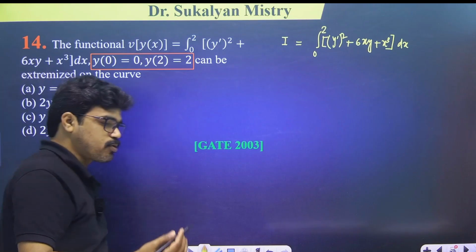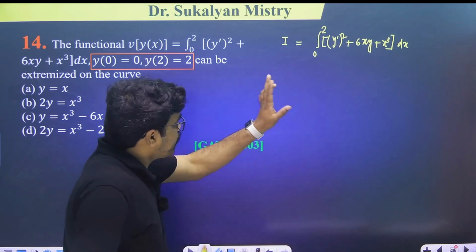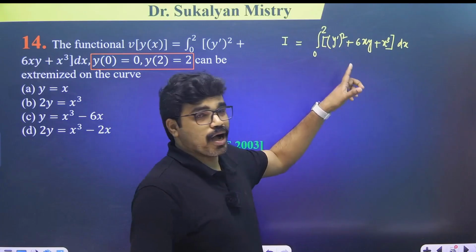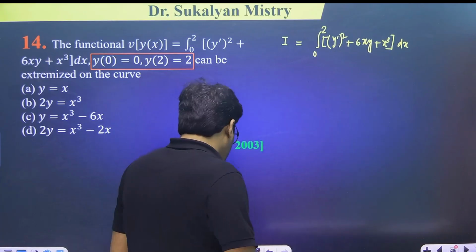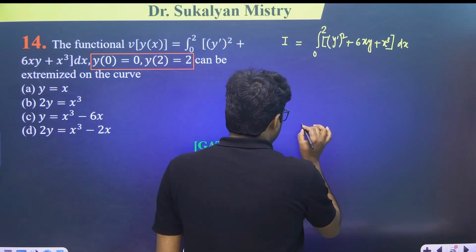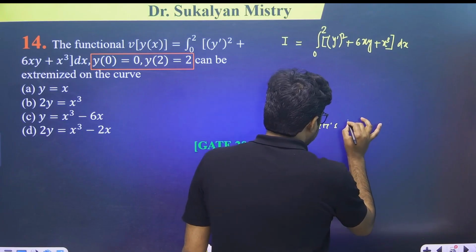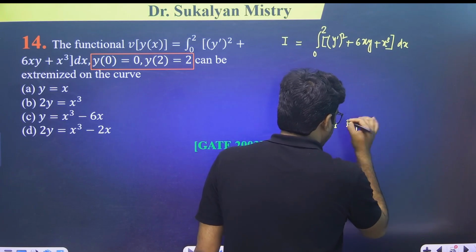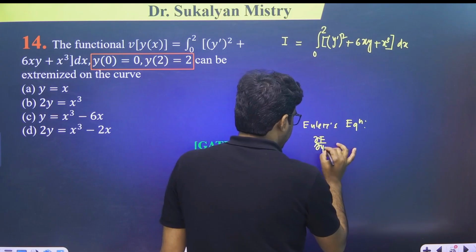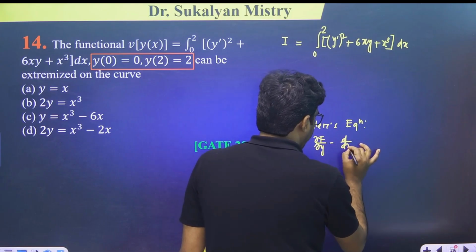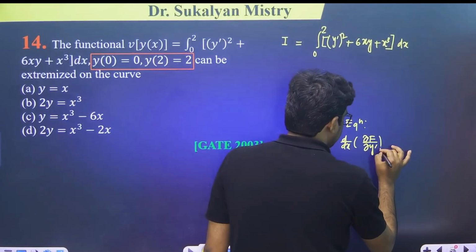So basically we have to solve the Euler's equation. Here f is a function of x, y, y dashed. So what is Euler's equation? F is a function of x, y, y dash, so Euler's equation is del f del y minus d dx of del f del y dash is equal to 0.